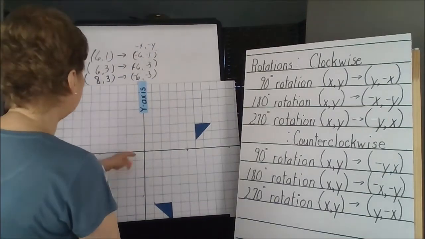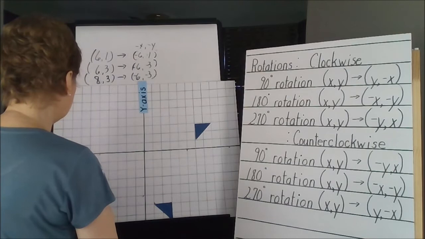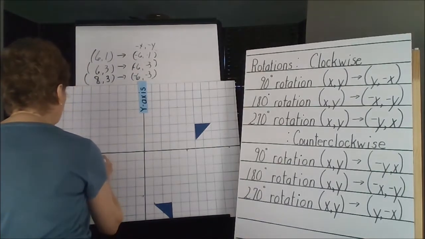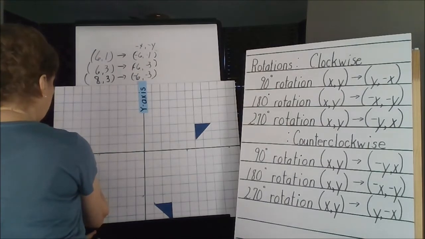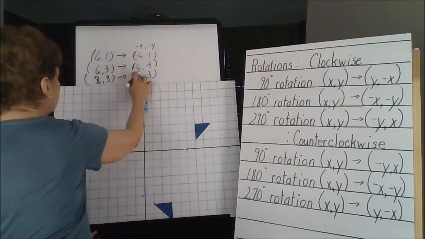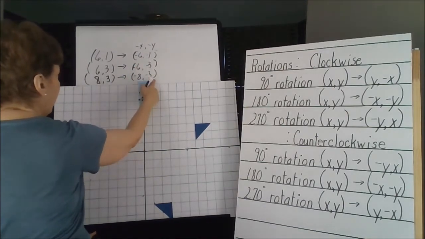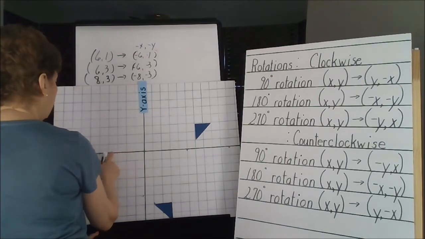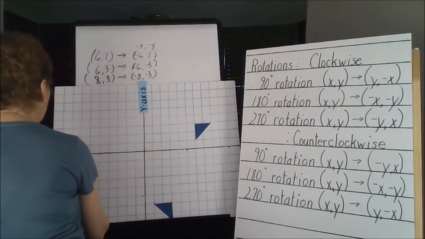So we're going to go negative 6, negative 1. 1, 2, 3, 4, 5, 6, negative 1 is here. Negative 6, negative 3. 1, 2, 3. Oh, wait a minute, that was an 8. That value was 8. Negative 8, negative 3. 1, 2, 3, 4, 5, 6, 7, 8. 1, 2, 3, right here.